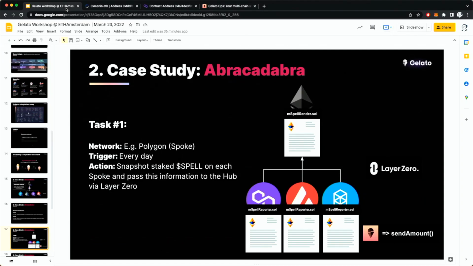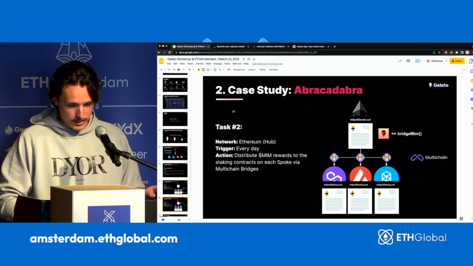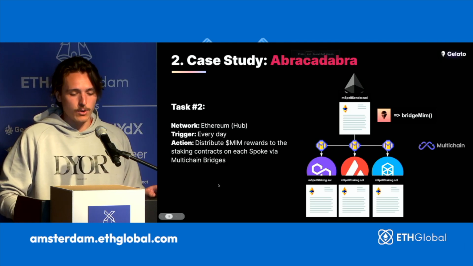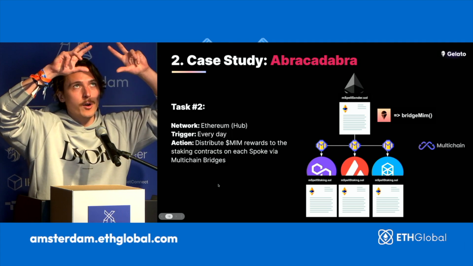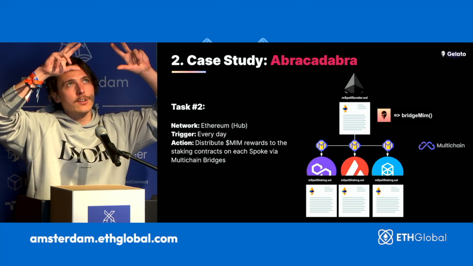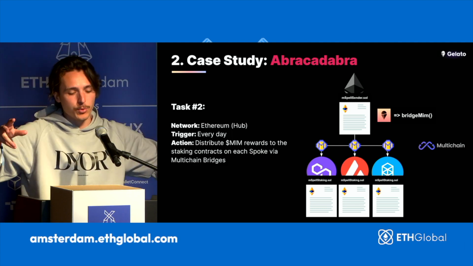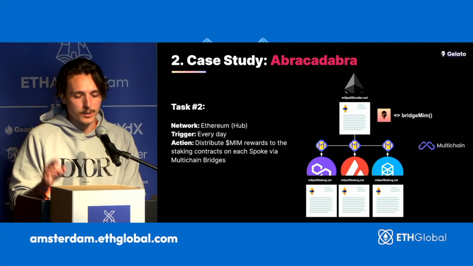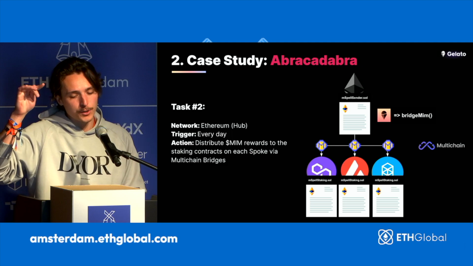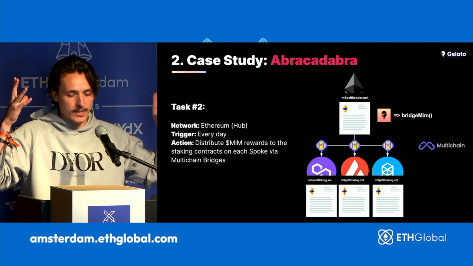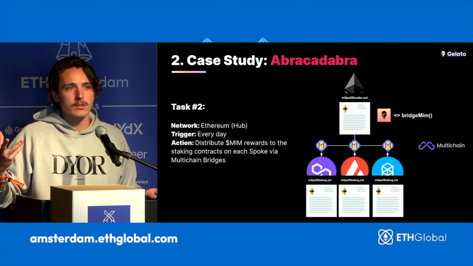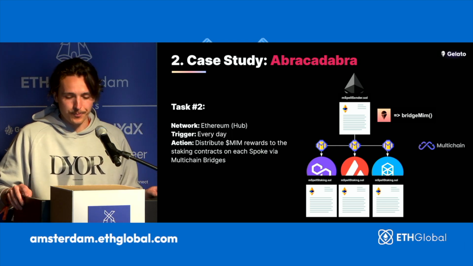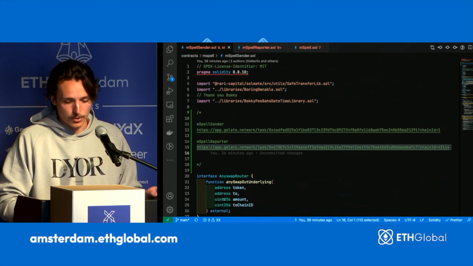Yeah, so this is the first task, and then the second task is, and I'm speeding up a bit because we're already at 30 minutes. The second task is, okay, how do I then take that information about how much spell was staked on all the different networks on Ethereum and then distribute rewards? And this is actually pretty simple. Basically, it's another Gelato task running, which calls the bridge MIM function on Ethereum in the mspell sender contract. And what this does, it uses Multichain. Multichain is a bridge that you can use to transfer tokens from network to network. And it takes this Multichain contract and it bridges the MIM tokens on their behalf.